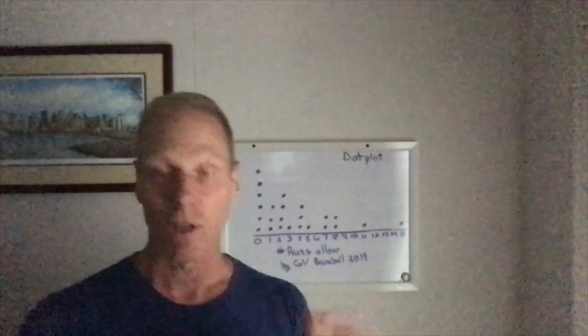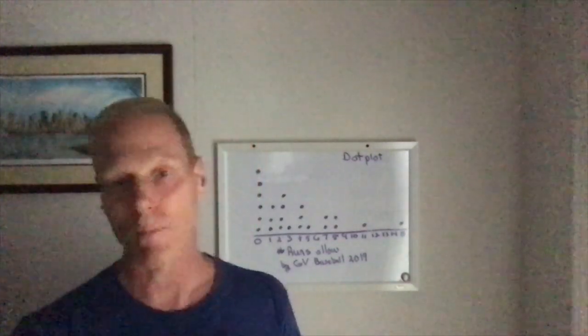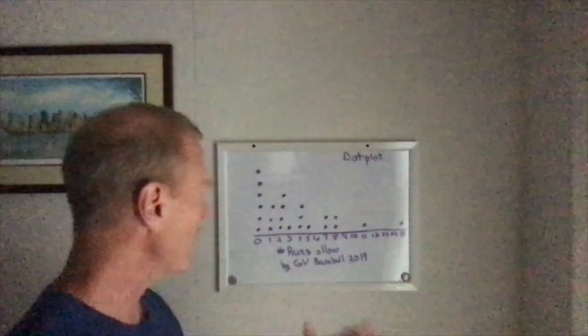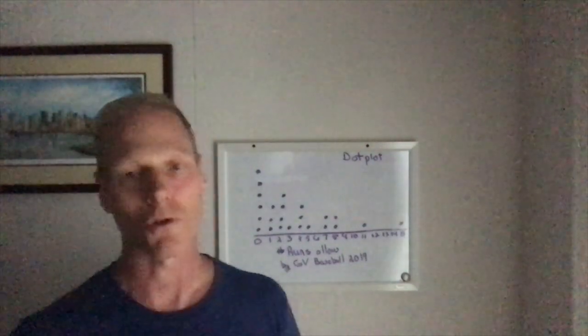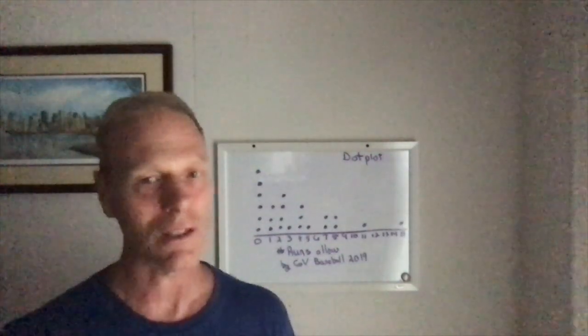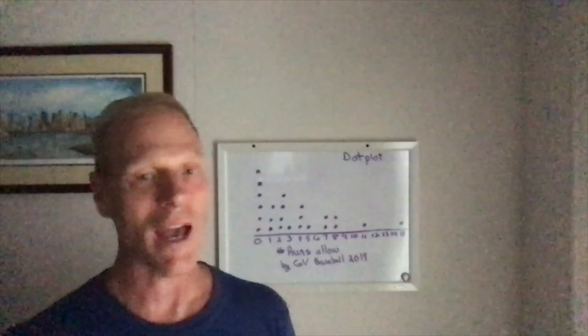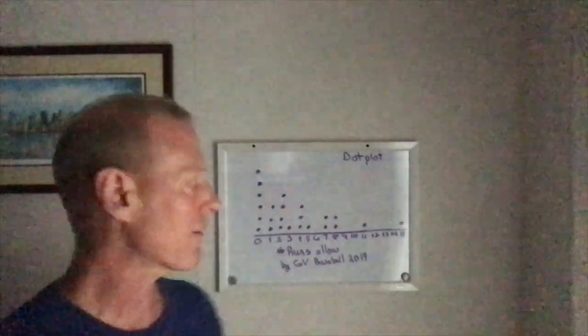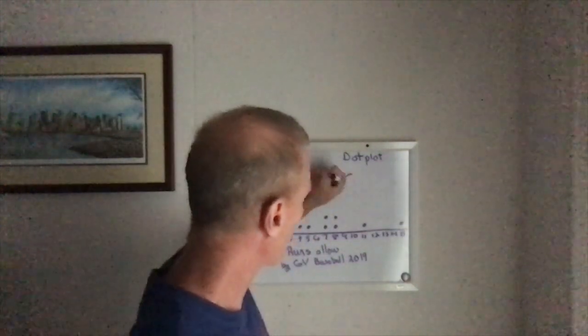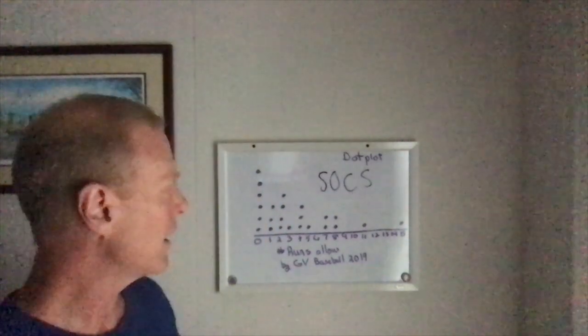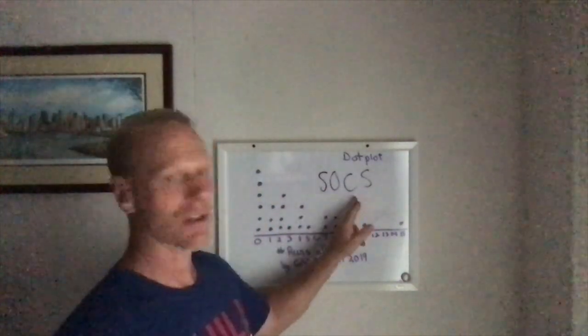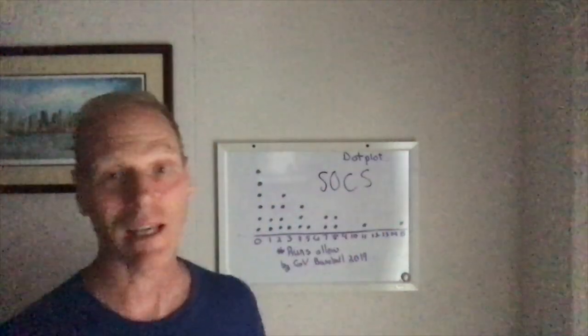Dot plots are great for a couple different reasons. They're easy to make, number one. Number two, they give you a quick snapshot of what the distribution looks like. We're going to be describing distributions, and the way we do that is very specific. We're going to use an acronym of SOCS. And what SOCS stands for is the shape, outliers, center, and spread of my data.